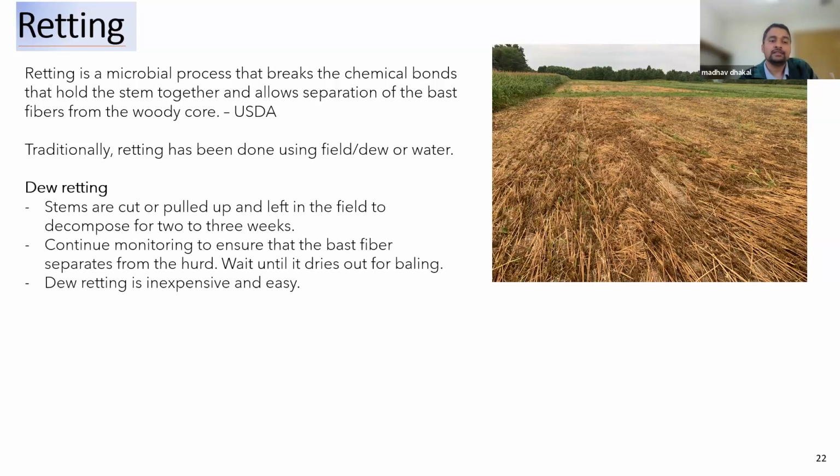Dew retting: stems are cut and pulled and then left in the field, like in the picture. You can see this is a picture from our site, and you allow it to decompose for like 2-3 weeks, but you need to continue monitoring and ensure that the bast fiber separates from the heart. You can go and check and make sure it's really separating from the woody material, and wait until it dries out for baling. Not completely dry, but around 15% moisture. Dew retting is inexpensive and really easy. Maybe in a no-till setting, if there is residue and grass and weeds, you have to be careful.